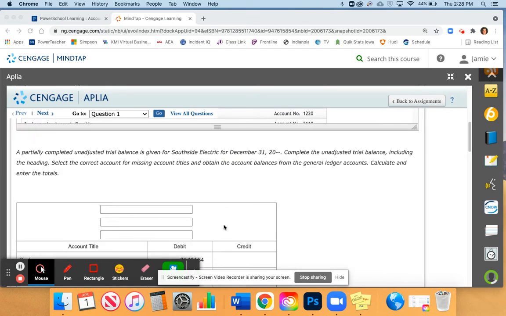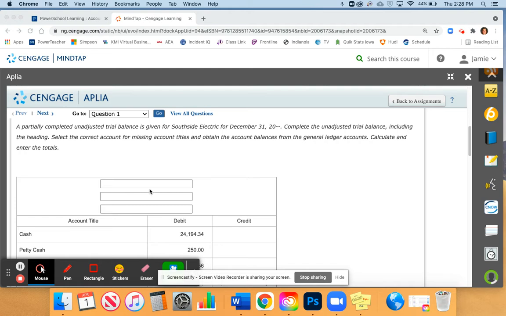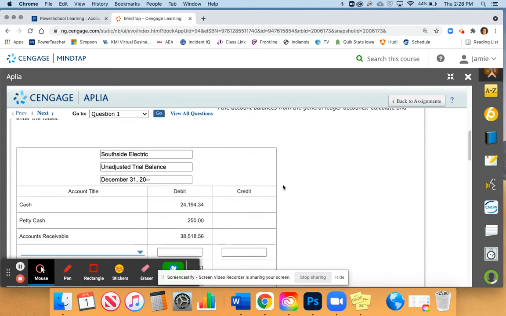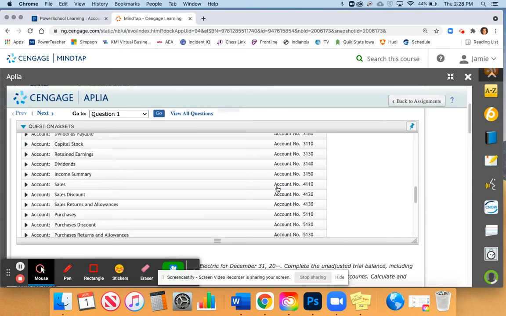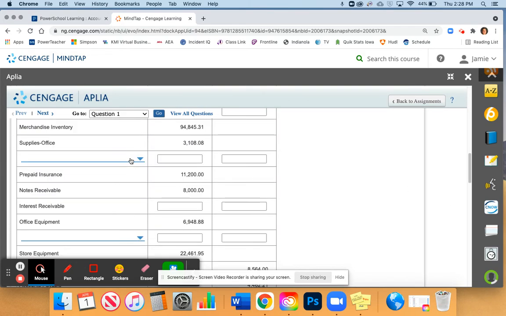The first step that we need to do when completing the unadjusted trial balance is complete our 3-line heading. So always the company name on the first line, the name of the document, this is an unadjusted trial balance, for December 31st, 2021. The next thing, where there are blanks, we need to update with the account title.